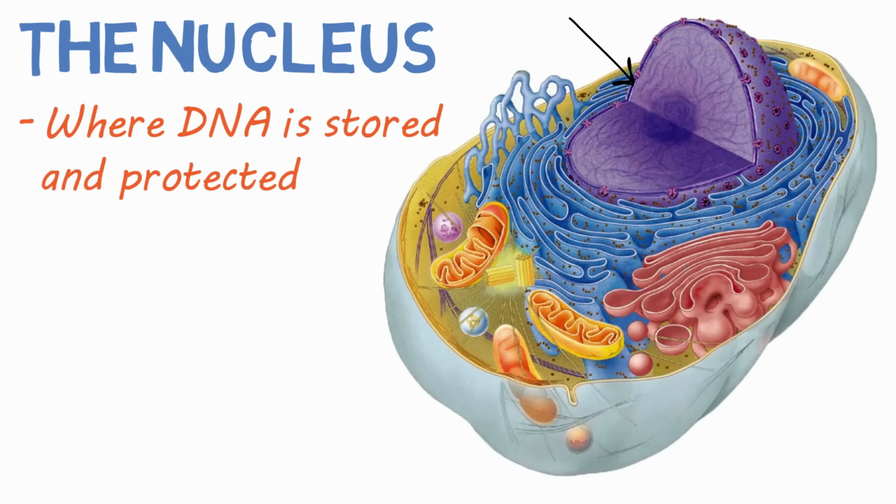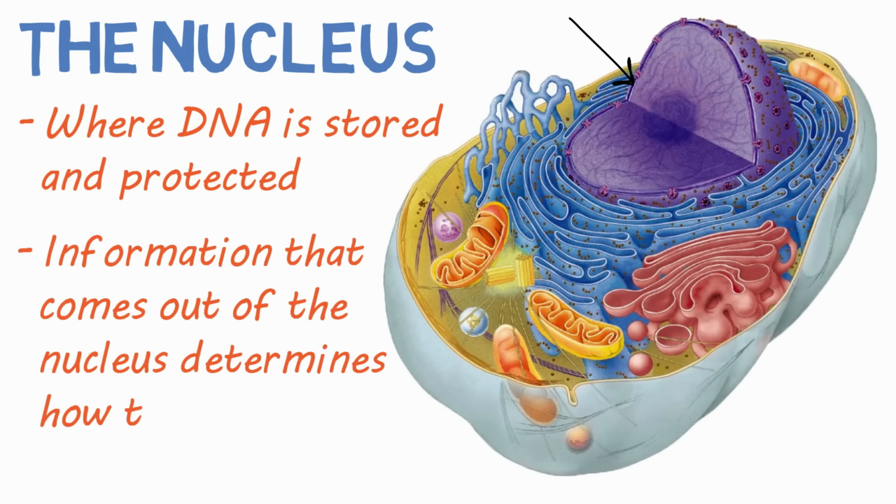The DNA is read by special proteins and transcribed into RNA to be translated into proteins. Information that comes out of the nucleus determines how the cells function, and, ultimately, how your genes are manifested.